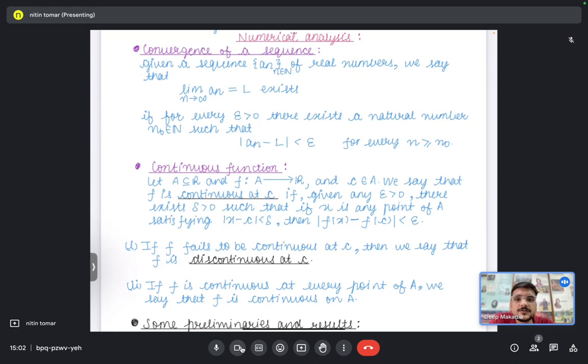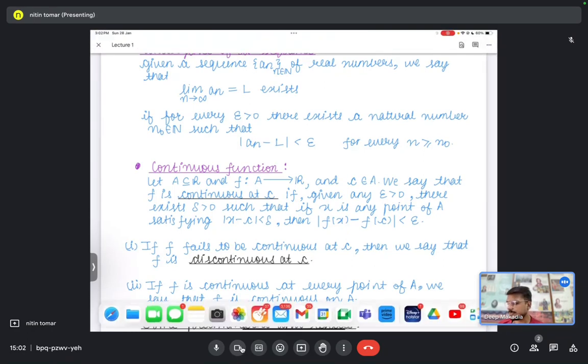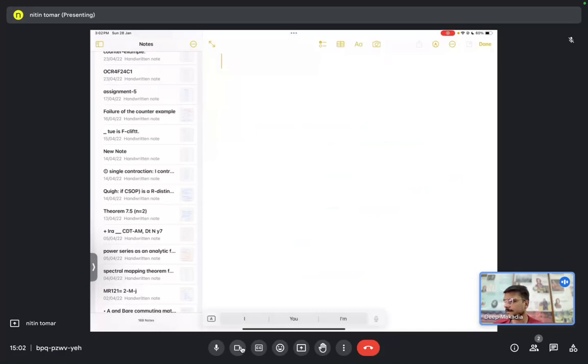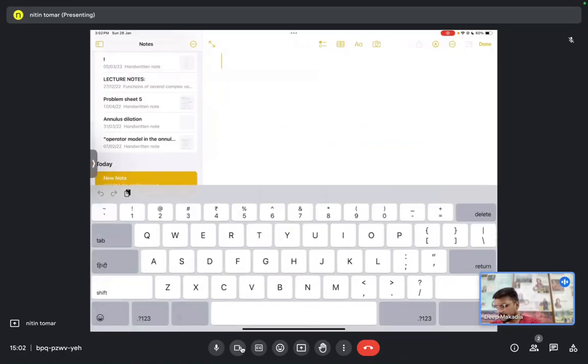Okay, so let us define it formally. Given a sequence, let's say a_n, of real numbers, we say that the limit of the sequence exists, which we denote by capital L, if for every epsilon greater than 0 there exists a natural number n_0 belonging to N such that |a_n - L| < epsilon for every n greater than or equal to n_0. So basically what we are saying here is the following. Let me just put it into writing.